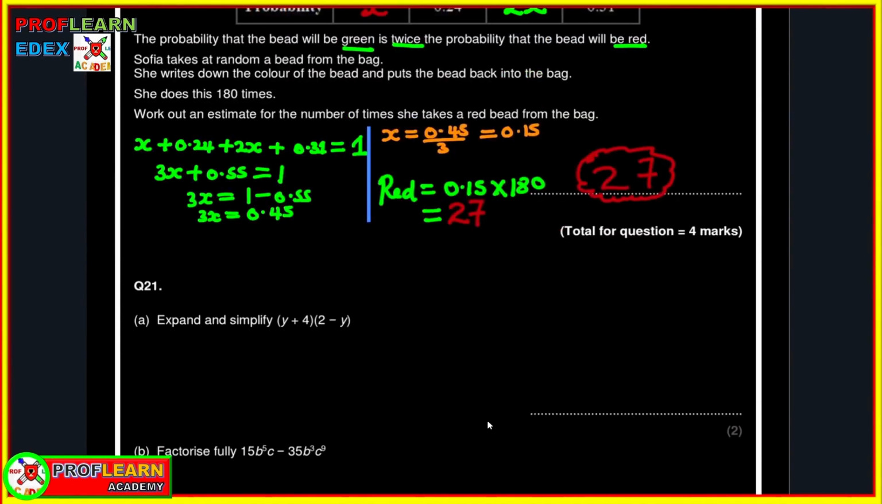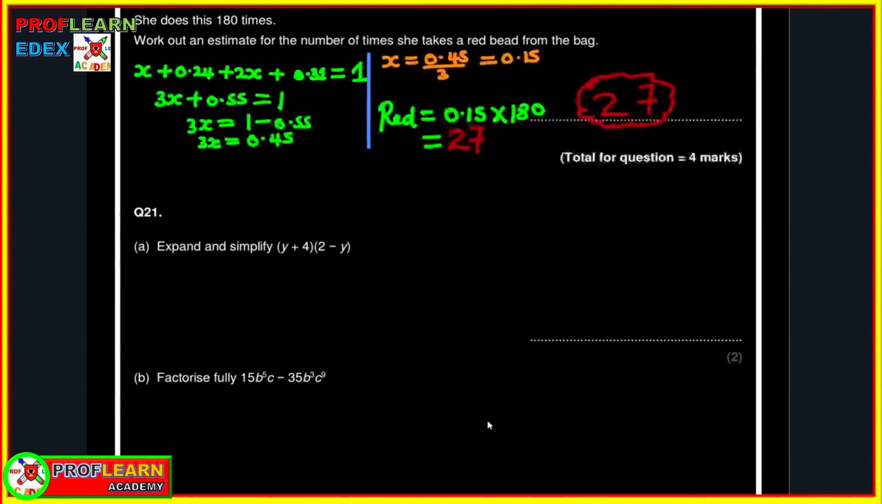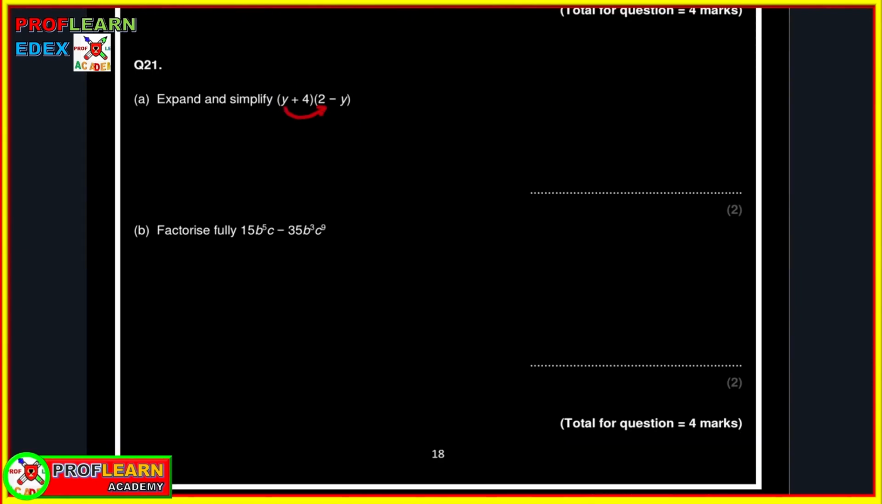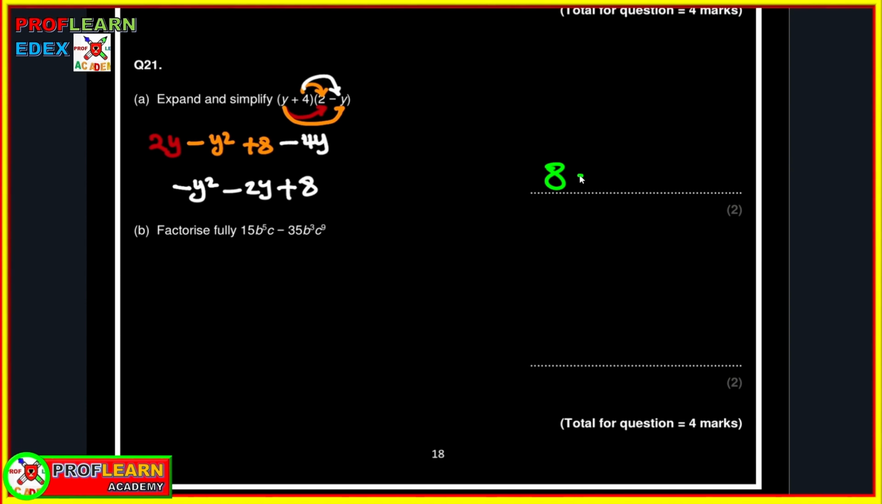Now, question number 21 is taking you to how to expand and simplify brackets. And of course, this one is an area that you really need to know. We're going to multiply that and that together, and also this one together, and then we have that. Then we shall put the like terms together, and finally we shall have 8 minus 2y minus y squared as the final answer.